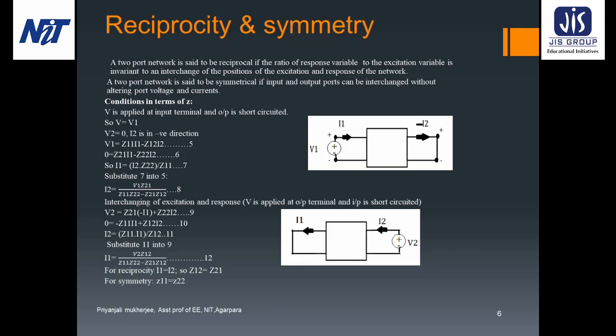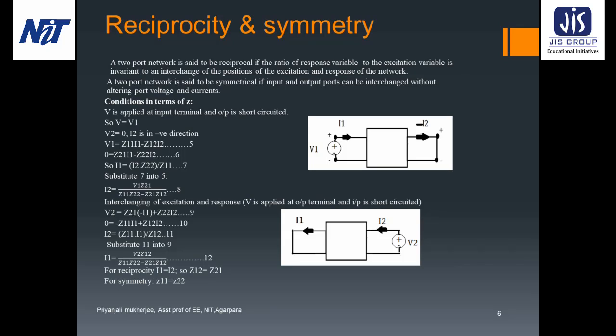Next, consider reciprocity and symmetry. A network is said to be reciprocal if the ratio of the response transform to the excitation transform is invariant to an interchange of the positions of excitation and response of the network. A two-port network will be reciprocal if we interchange an ideal voltage source at one port with an ideal current source at the other port, and this does not alter the ammeter reading.